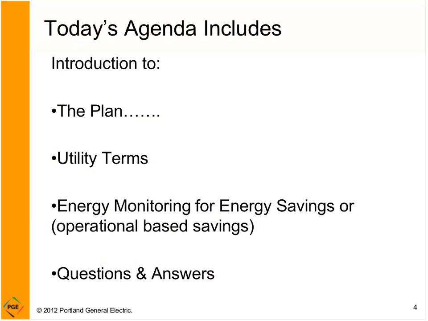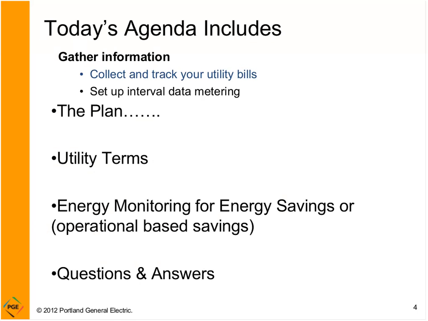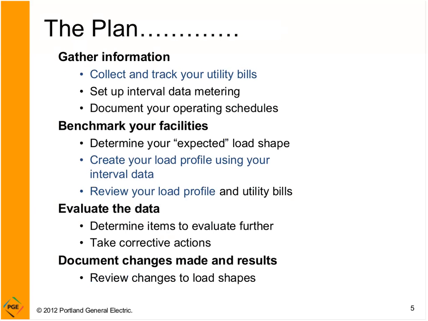An example of this would be, instead of changing out equipment, looking for ways to change your operating habits to get energy savings. This could be as simple as turning lights on and off, but obviously it's more complicated than that. And then we'll have some questions and answers at the end.